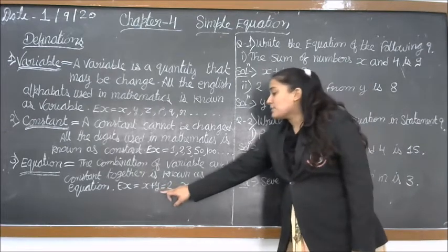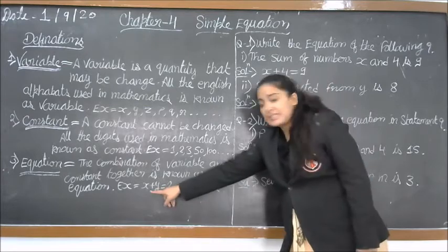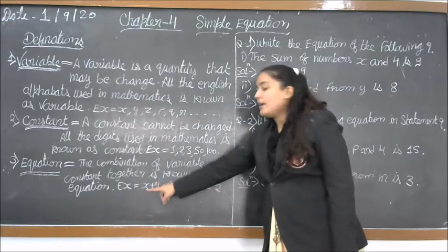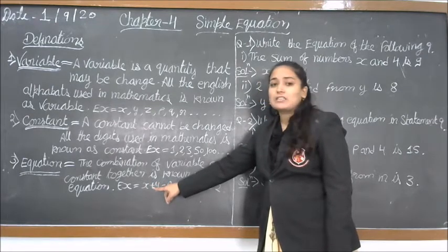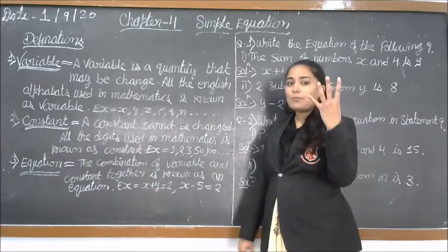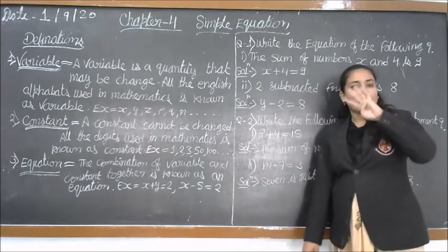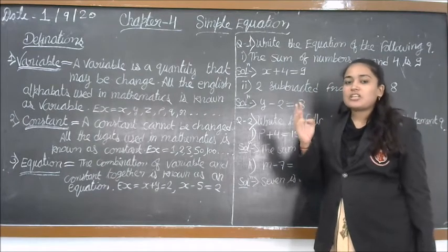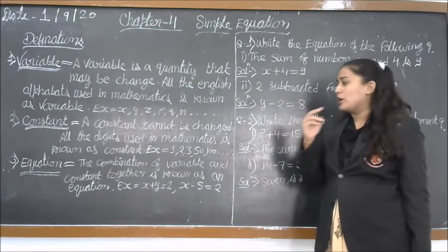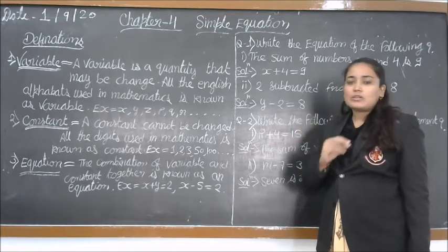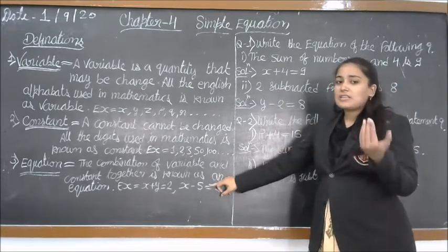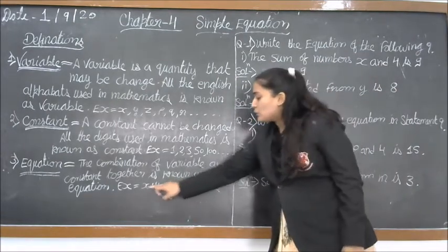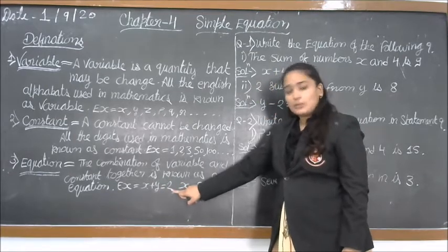Example, x plus y equal to 2. X is a variable here, y is a variable here, 2 is the constant. And between the variables the sign is addition. We know in mathematics there are 4 operations: first, addition; second, subtraction; third, multiplication; fourth, division. So between any variables or constants, the sign is addition, subtraction, multiplication or division. In this equation, these 2 are the variables, and this is the constant.